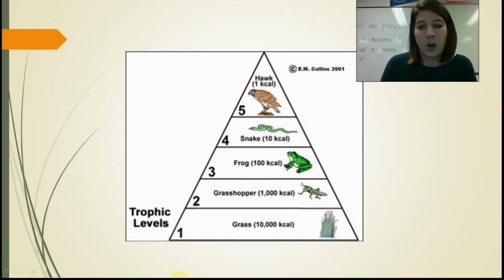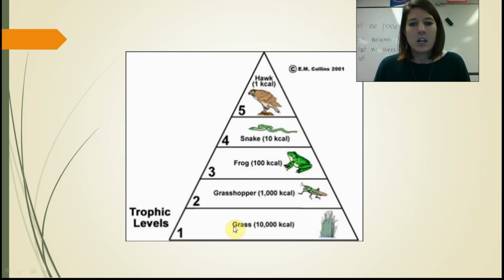So down here on trophic level number 1, I have grass. Now let's imagine I have 10,000 kilocalories of grass. If I ate all that, that's 10,000 calories. Now, the grasshopper that eats the grass, even if he eats all that grass, is only going to have 1,000 kilocalories of usable energy. 9,000 calories are somehow lost to him.